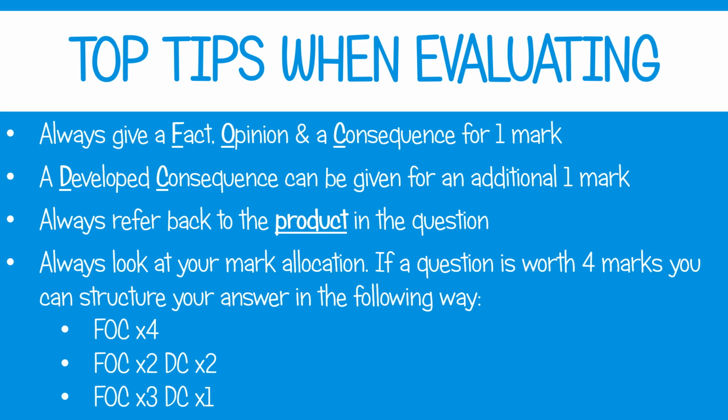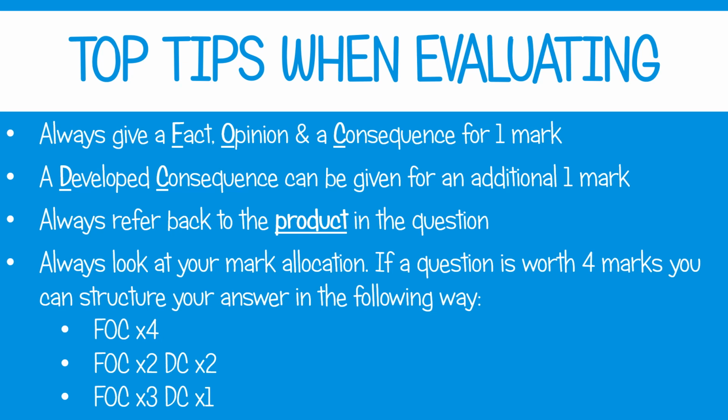If you have got a question that's worth 4 marks, then you can structure your answer in a couple of different ways. You could give 4 fact, opinion, consequences. You've got 1 mark for each of them. All 4 of them together will give you a total of 4 marks. If you know quite a lot of information about the facts that you're giving, then you can give 2 fact, opinion, consequences and develop both of those answers by giving a developed consequence, and that means you will get 2 marks for your fact, opinion, consequence and 2 marks for your developed consequence.